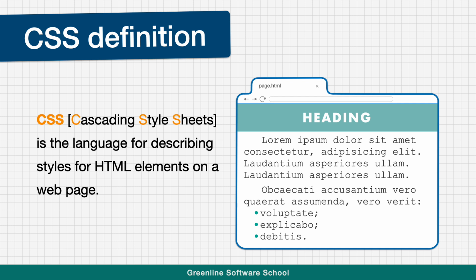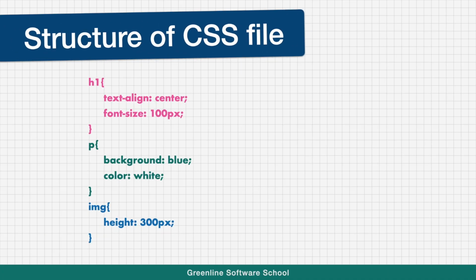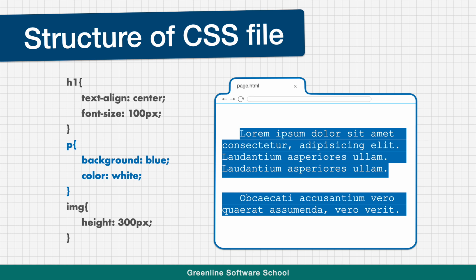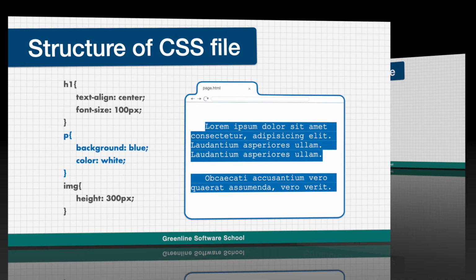CSS stands for Cascading Style Sheets. It is the language for describing styles for HTML elements within a web page. A CSS file is a set of CSS rules. For example, this CSS rule means all paragraphs have a blue background color and white symbols color.